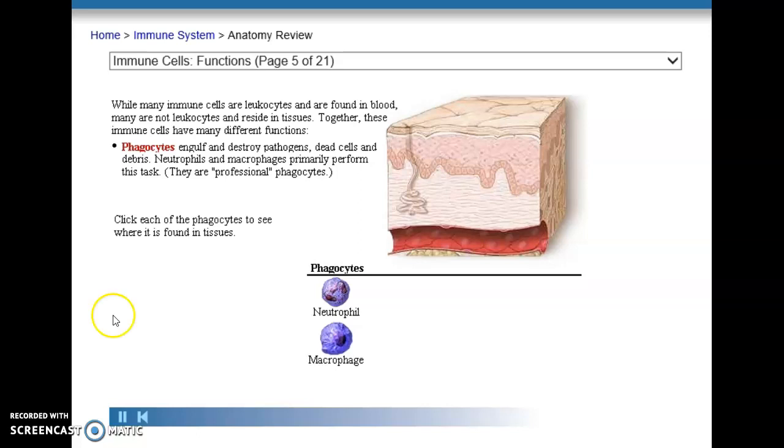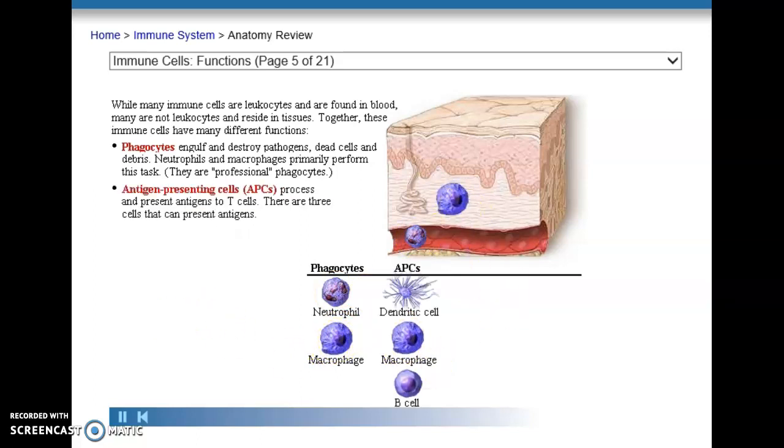Click each of the phagocytes to see where they are found in tissues. Other cells, known as antigen-presenting cells, process and present antigens to T cells. There are 3 types of cells that can present antigens.